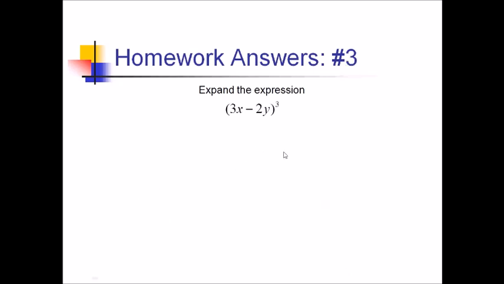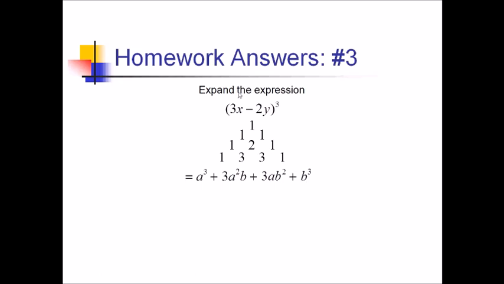For number 3, we're trying to expand this cubic binomial. Let's start with Pascal's triangle. So we have row 0, and then row 1 is just 1 and 1. Row 2, we've got 1, 2, 1. Row 3, that's going to be 1, 3, 3, 1. And that's all we need because we're just doing a cubic, row 3. So we've got a cubed, 3a squared b, plus 3ab squared, plus 1b cubed.